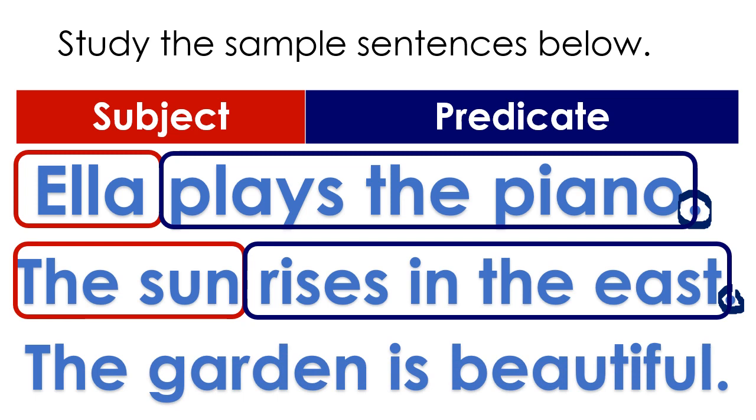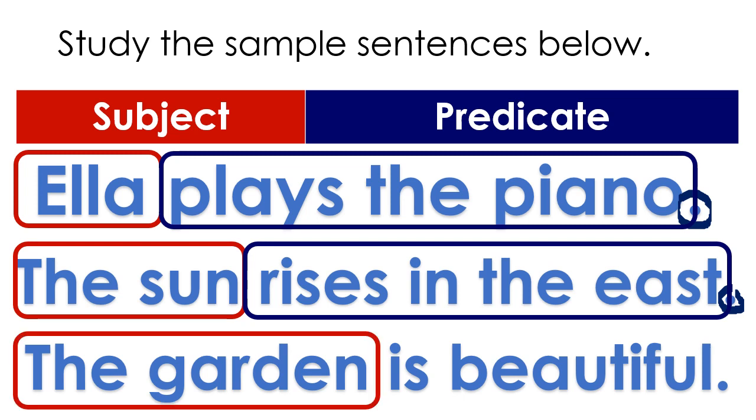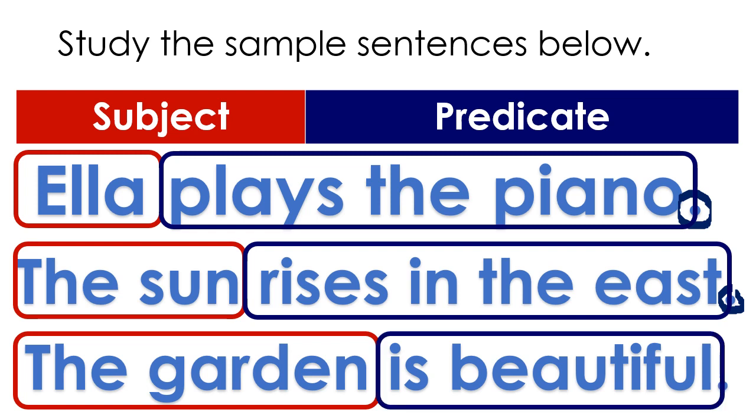The last one we have, the garden is beautiful. What is beautiful? The garden. What is all about the garden? It is beautiful. We have the subject, meron din tayong predicate plus the mark at the end of the sentence. So, these are examples of sentences.